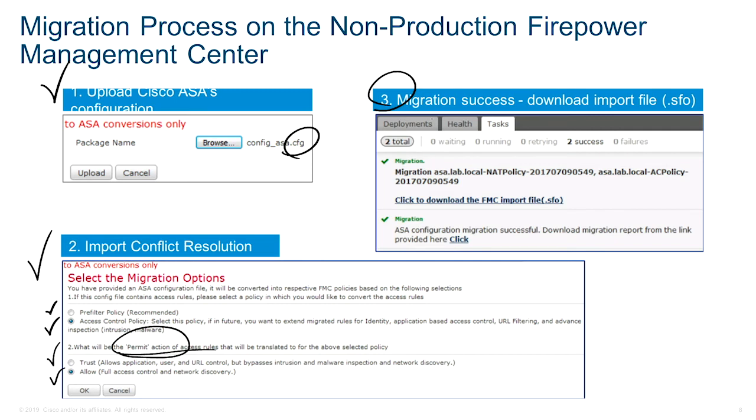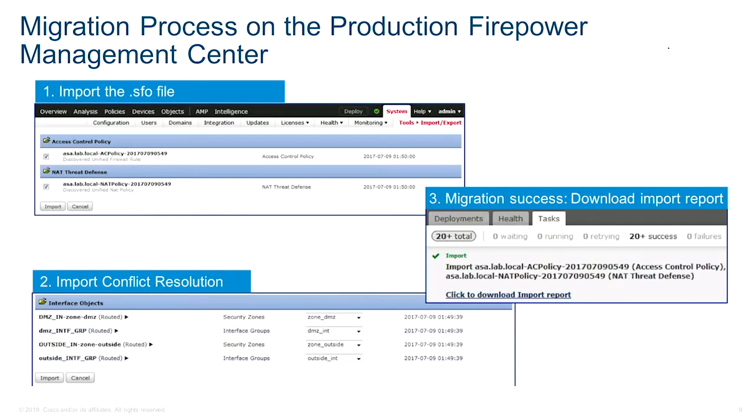And then, folks, last but not least, we see that migration report that we talked about, of actually taking the config file and bringing it over, download import file. That's again going to be the SFO file that will ultimately be placed onto our new Firepower Management Center managed appliance. So, folks, that SFO file that we just downloaded, we're going to import it into another operation.